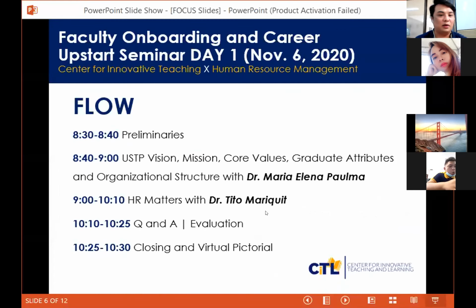Okay. So this is our flow for today. We will have the preliminaries. After the preliminaries, supposedly we will be starting with the USTP vision, mission, core values, and graduate attributes. However, our first speaker is having technical difficulty in coming in. So we will move up the HR matters, which will be given to us by the Director for Human Resource Management, Dr. Tito Mariquit. And then we will have the Q&A, and then the closing and virtual pictorial as well. So that will be our flow for today's session.